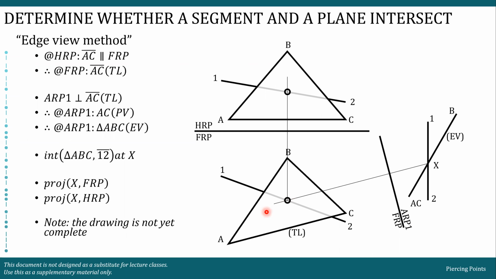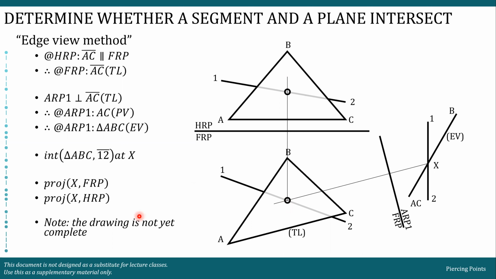Actually, dapat may nakasulat dito X, no? Dapat may X dito. So, X is here because it's on the plane and it's also on the line. So, yan na. Ito na yung piercing point natin. Then, ito, po-project lang natin pataas. Hanapin lang natin siya along segment 1, 2. Then, we can already find point X.